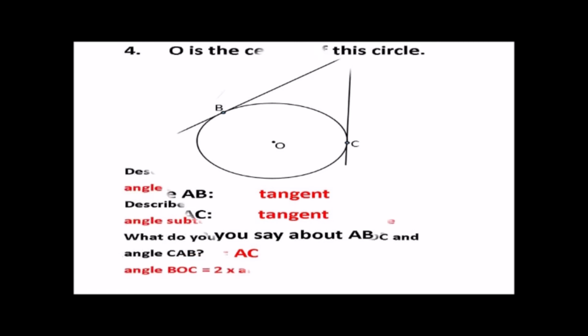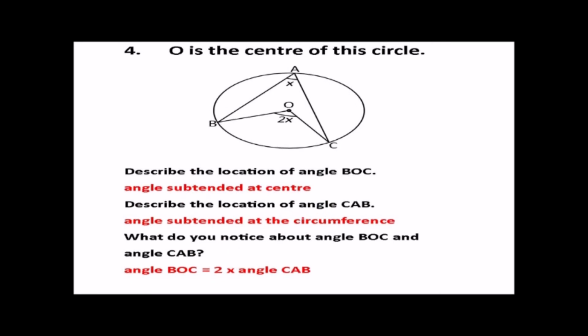And we move on to number 4. O is the center of the circle. Angle BOC is subtended at the center, and CAB is subtended at the circumference. What can you say about angle BOC and angle CAB? Angle BOC is 2 times angle CAB. So the angle at the center is twice the angle subtended at the circumference.